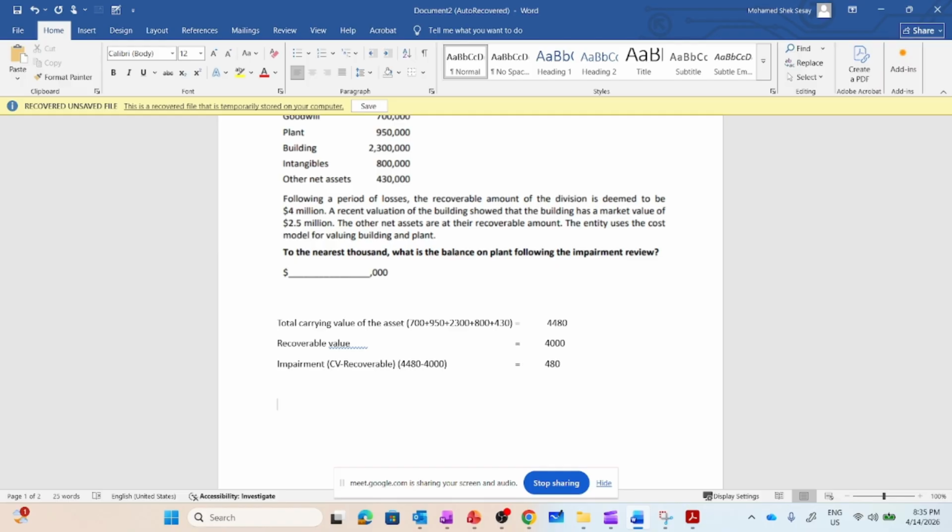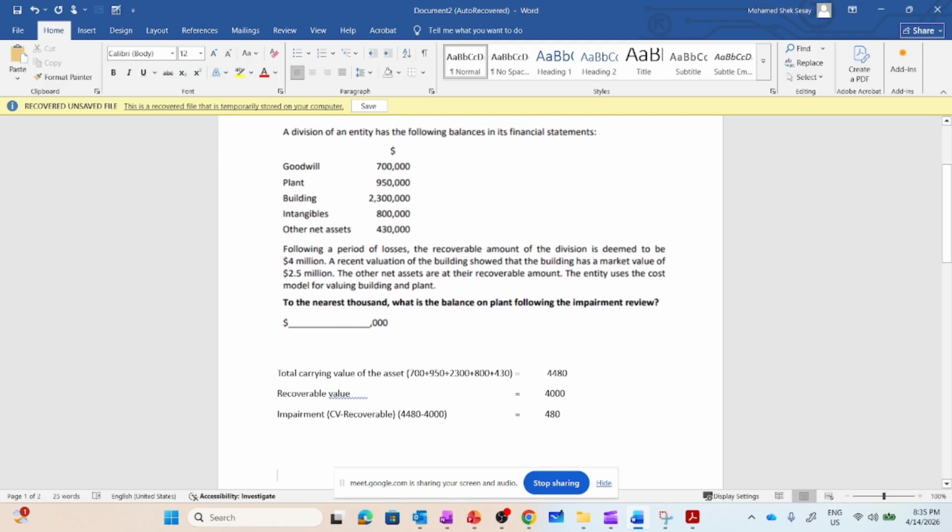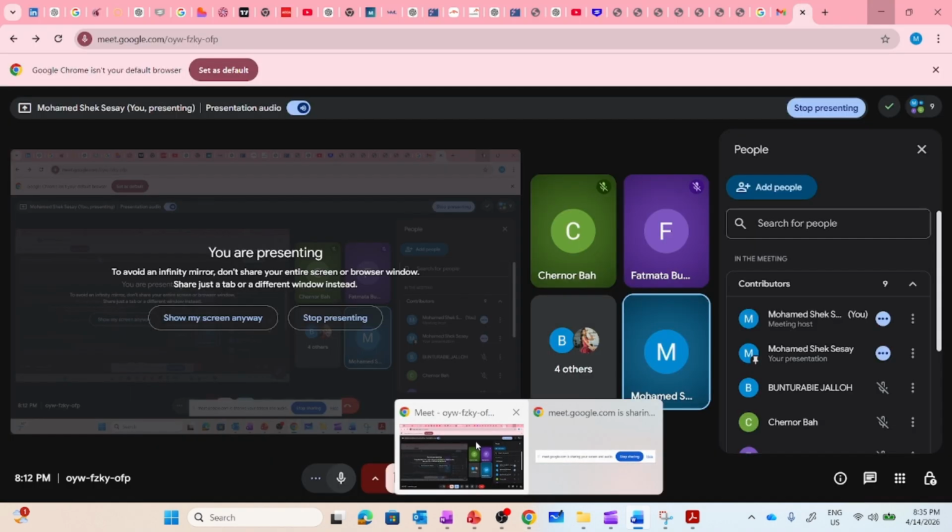The entity uses the cost model for valuing building and plant. We don't care about that, right? So now we are going to allocate the impairment. We want to allocate impairment to goodwill, plant, and intangible assets.